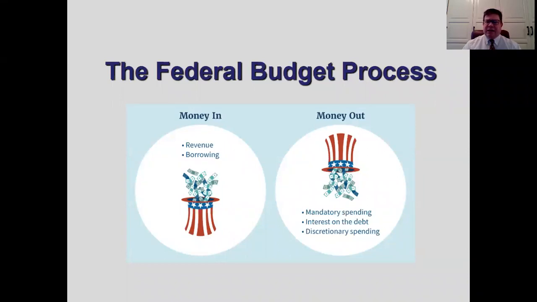Second is interest on the debt. We have a sizable debt of about $23 trillion in the United States. Every year that needs to be serviced, meaning we pay the interest on that, and that's a quite sizable portion of our budget as well.